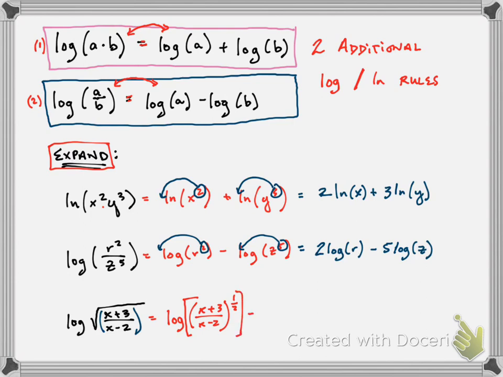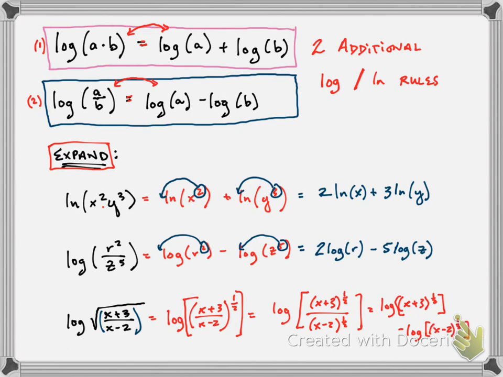Now, if I raise a fraction to the 1/2, this is the same as the log of x plus 3 to the 1/2 over x minus 2 to the 1/2. In other words, the square root of x plus 3 over the square root of x minus 2. And now we can rewrite it as the difference of two logs. So I've got the log of x plus 3 to the 1/2, take away the log of x minus 2 to the 1/2.